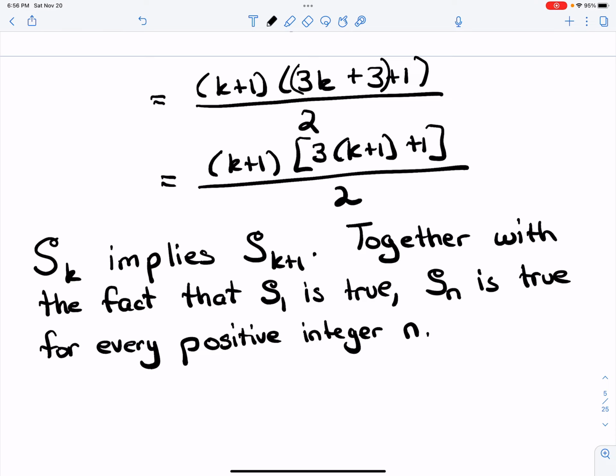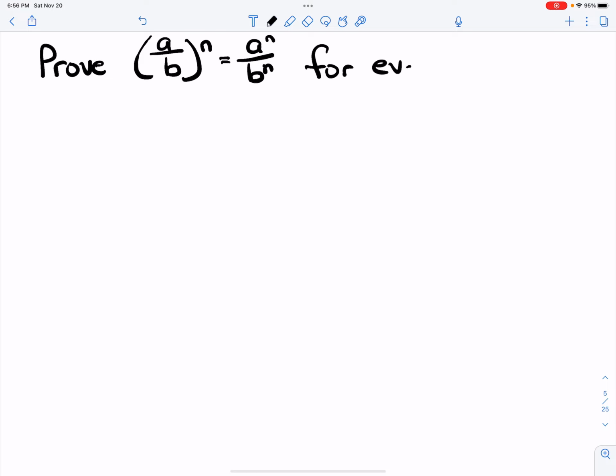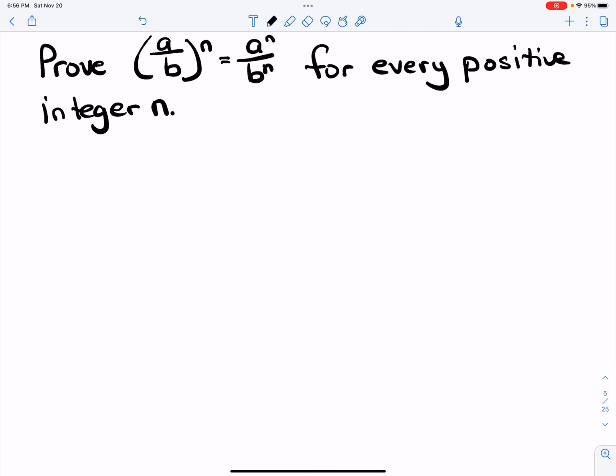Okay, 2 more. We want to prove that a over b to the n power equals a to the n over b to the n for every positive integer n. We know that a and b are constants, and we know b is not equal to 0.